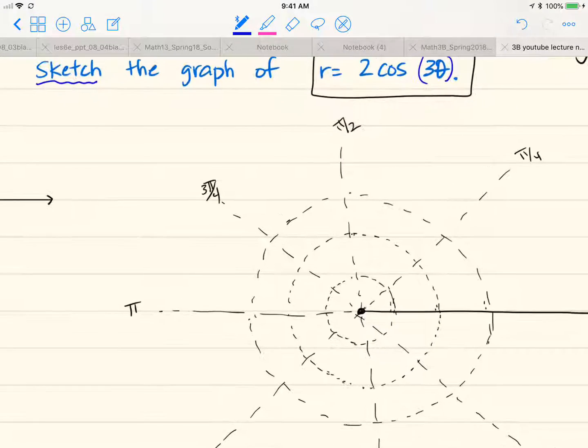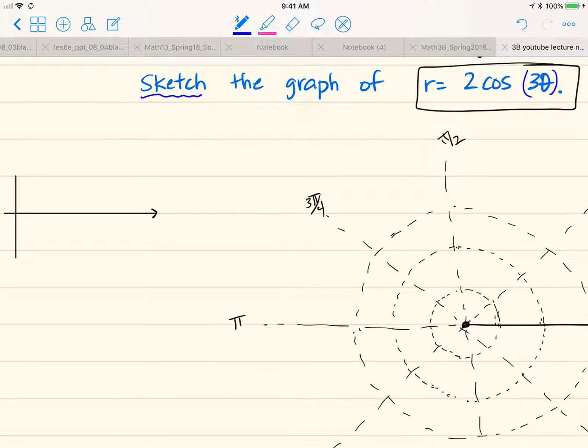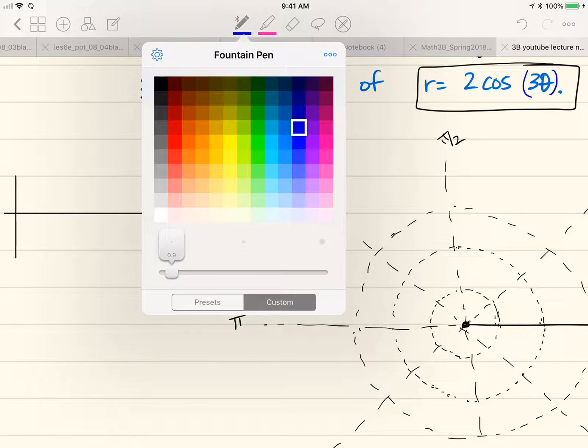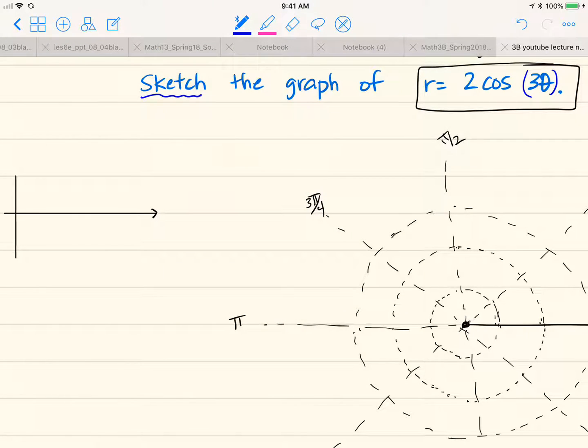Now, here's how we start off. I'm going to record the relationship between r and theta. How does r depend on theta? Well, the answer is r is going to be twice cosine of 3 theta. So I'm going to graph r versus theta here.